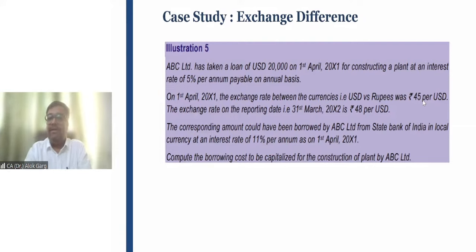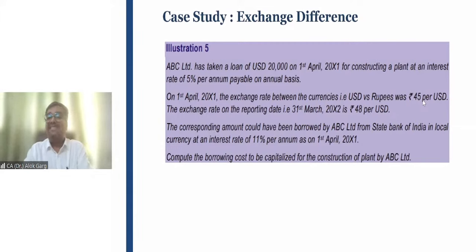Step number 3, calculate interest on Indian currency loan. What will be your interest on Indian currency loan? First of all, what is your Indian currency loan? $20,000 multiplied by 45, 9 lakh rupees. So you would have taken 9 lakh rupees in Indian currency as a loan. 11% is the rate of interest. So 9 lakh multiplied by 11% comes out to 99,000.